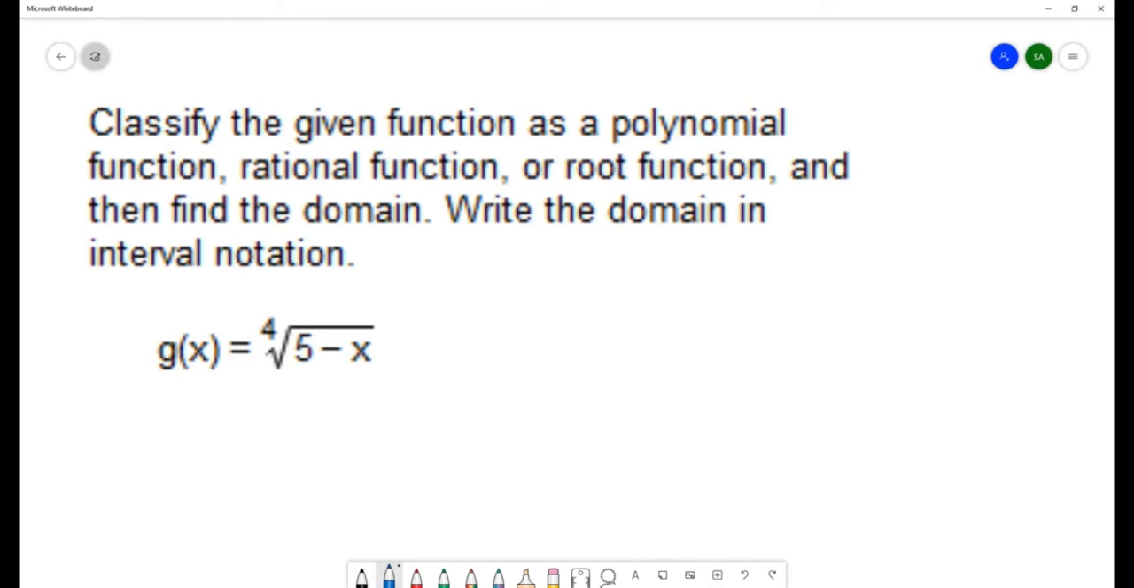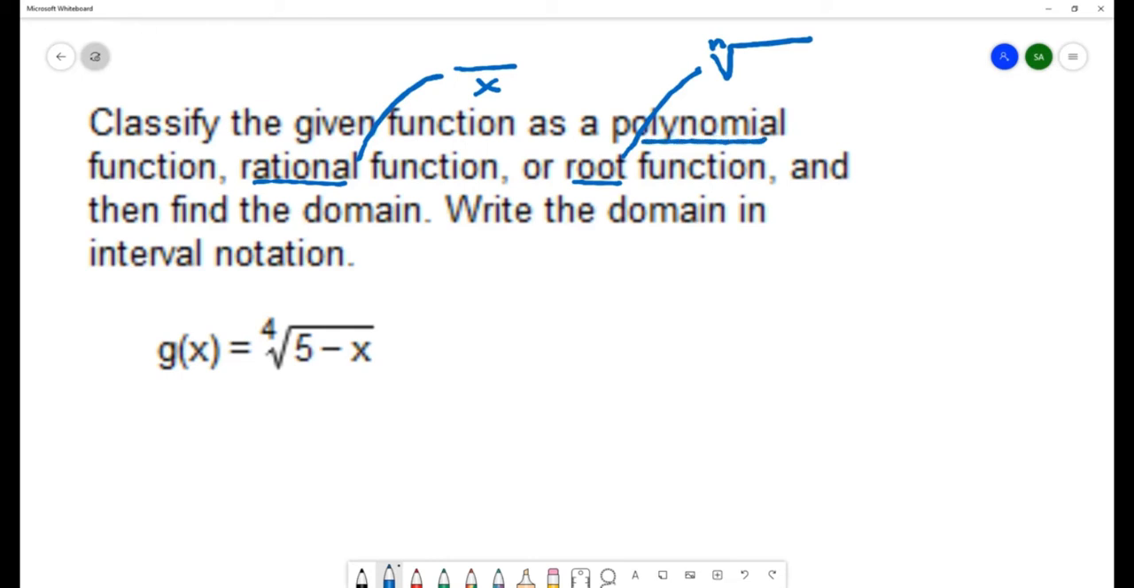It's a little bit easier to classify rational functions and root functions. They tend to be a little bit more obvious. Rational functions are the functions where we're going to see a variable in the denominator of a fraction. And root functions are the ones where you're going to see a radical in the function. So you'll see a radical with some index.